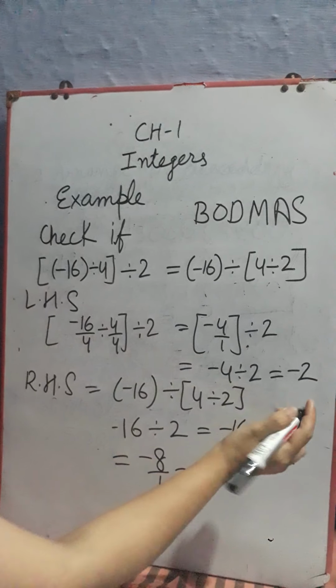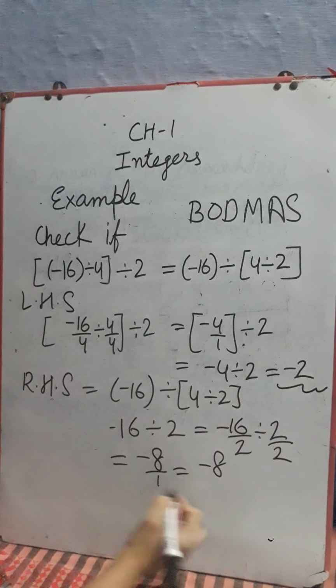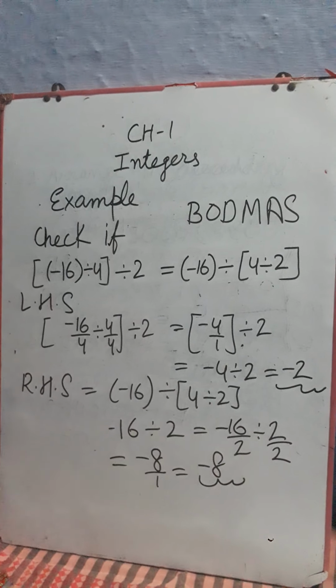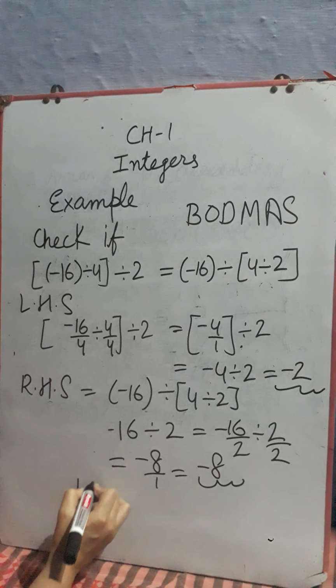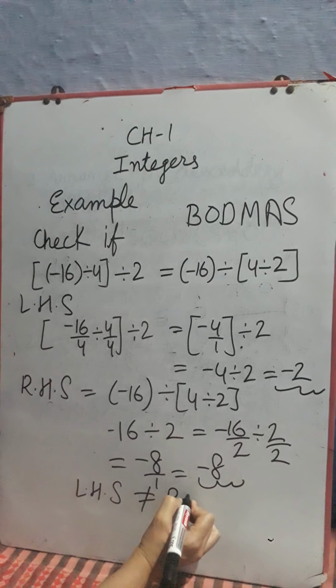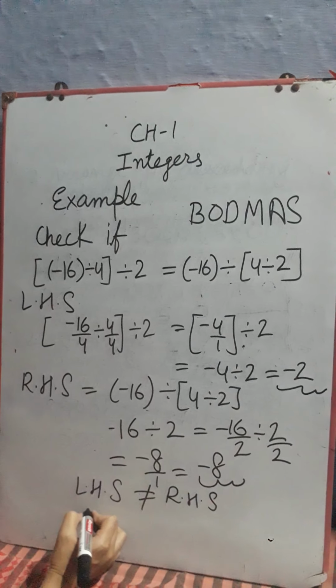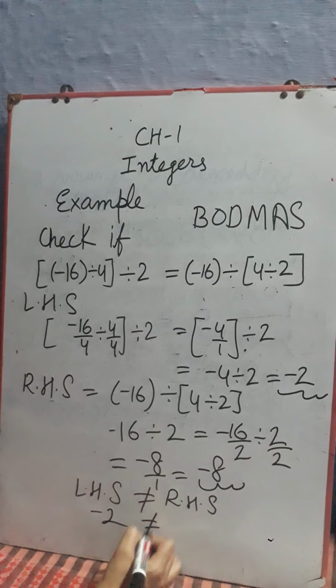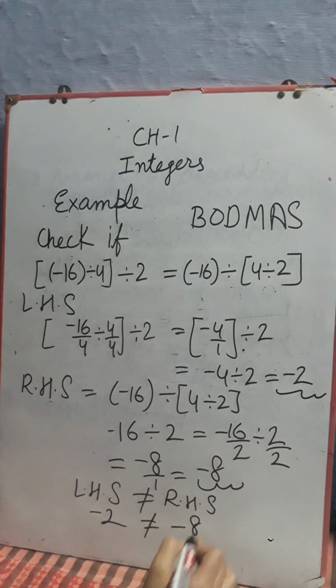Now on the left hand side we have minus 2 and on the right hand side we have minus 8. Left hand side is not equal to right hand side. Minus 2 is not equal to minus 8.